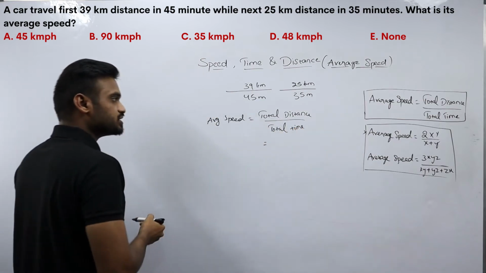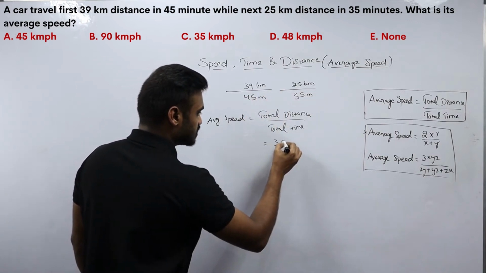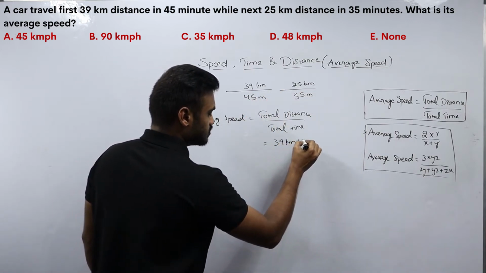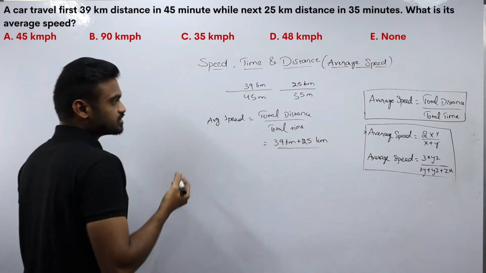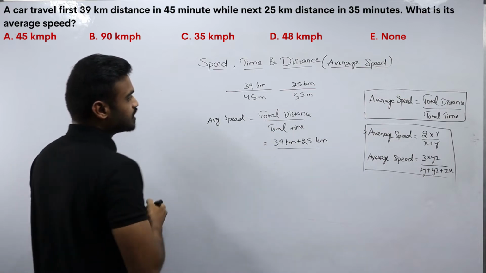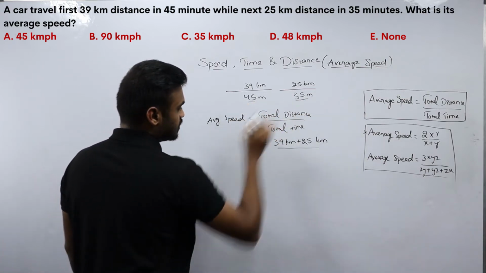Okay, now what is the total distance here? That is 39 kilometers plus 25 kilometers. Okay, now what is the total time here? See here, the total time in the first and second case is 45 minutes and 35 minutes.